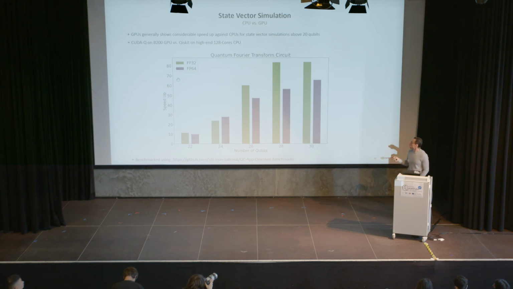Here, I compare the performance for simulating a quantum Fourier transform circuit using CUDA-Q on a Blackwell GPU versus Qiskit on a high-end 128-core CPU. And we see already at 22 qubits, we have a speed up of around 10x for single precision and double precision. And that speed up increases at 30 qubits to more than 60x for double precision and more than 80x for single precision.